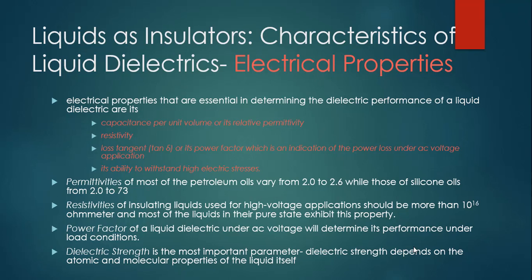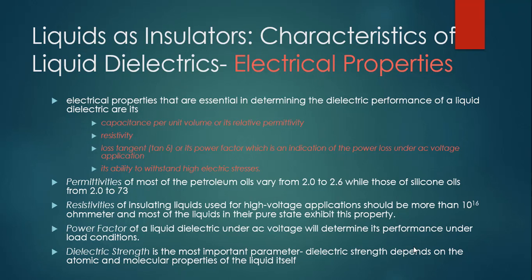So these are the four parameters that measure the electrical property required to determine whether the dielectric is good or bad. That is the measure of its capacitance per unit volume, or basically its relative permittivity, its resistivity, that is how much resistance it creates, the loss tangent, or actually the power factor that indicates the power loss for the AC transmission, and its ability to withstand high electric stresses.